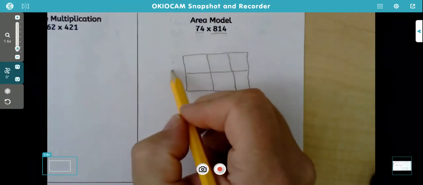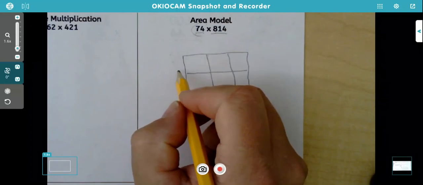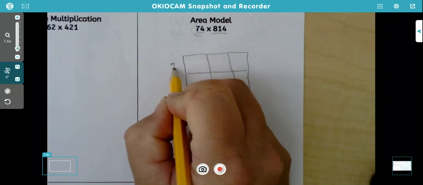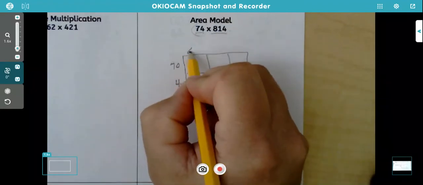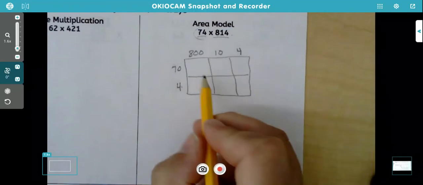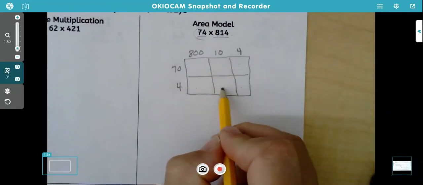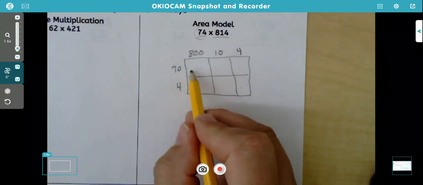And then across the 2, I'm going to write 74, but I'm going to write it in expanded form. So 74 is 70 plus 4. And 814 is 800 plus 10 plus 4. Now at each grid block, I multiply the two numbers that intersect there.